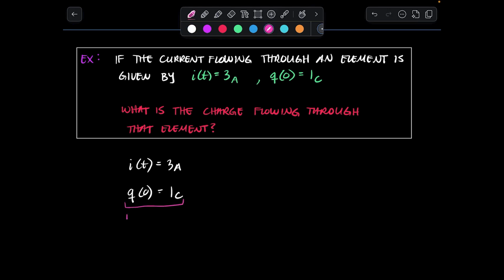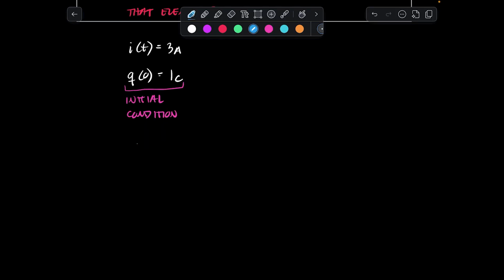This is known as an initial condition. We can use this formula to find the amount of charge. Q of t equals the integral of I times dt, plus Q of t0. Since we're not given a specific time period, we're using this formula with the indefinite integral.